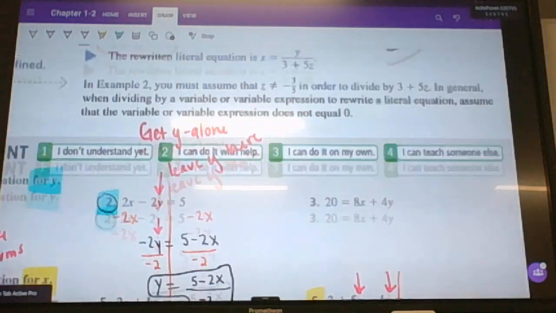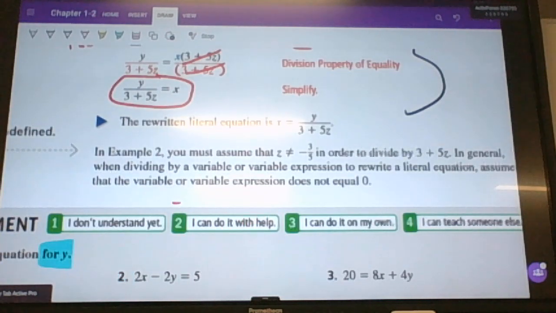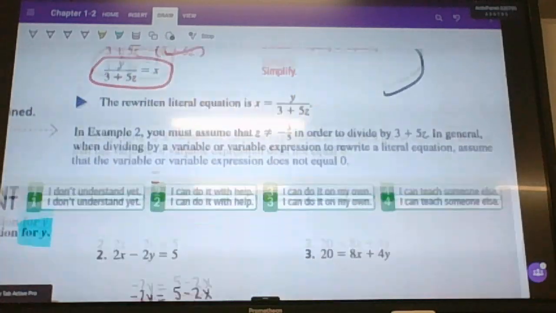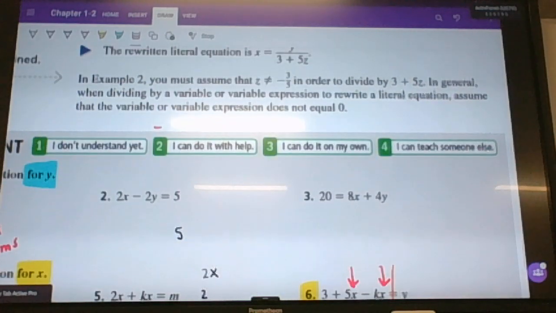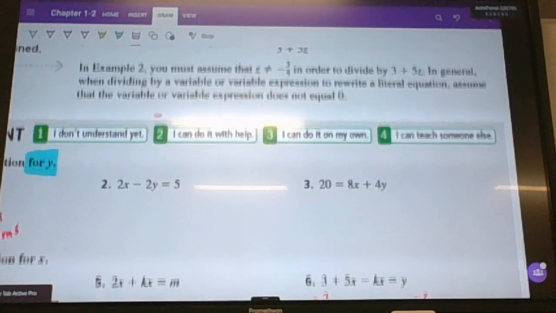Let's try number 2. Uh-oh. I got answers. You finished it? Yes. Very well said. And that's why it doesn't say solve, it says rearrange. You're not going to get an answer. You're not going to get a number. If there's more than one letter in the problem, you can't find an answer. You're just moving things.